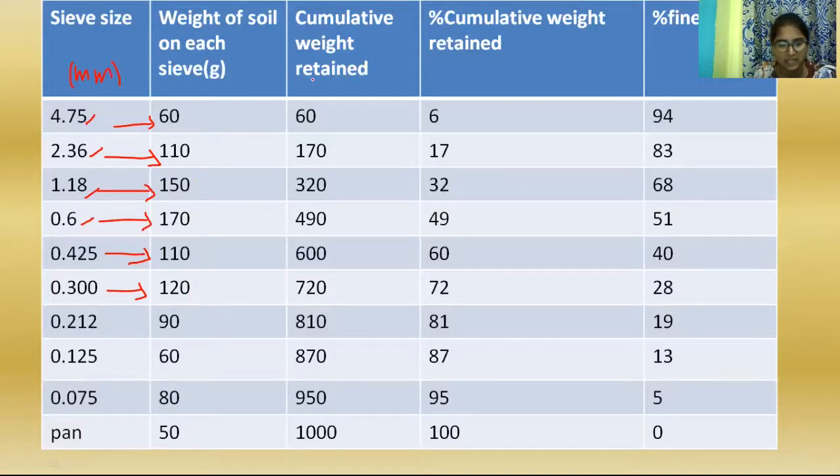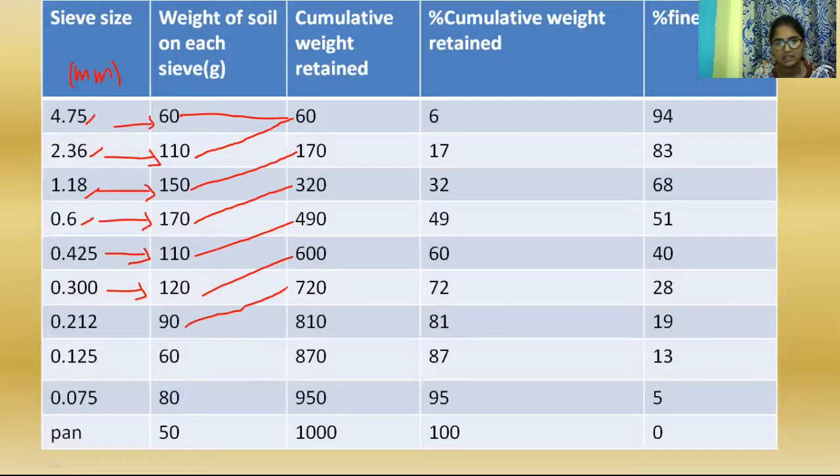Then we find the cumulative weight retained. How to find it? As usual, we write 60, and 60 plus 110 is 170. 150 plus 170 is 320, 320 plus 170 is 490. 490 plus 110 is 600. 600 plus 120 is 720. 720 plus 90 is 810. We follow the same way for the remaining. Finally, adding all the values, we get 1000 only.